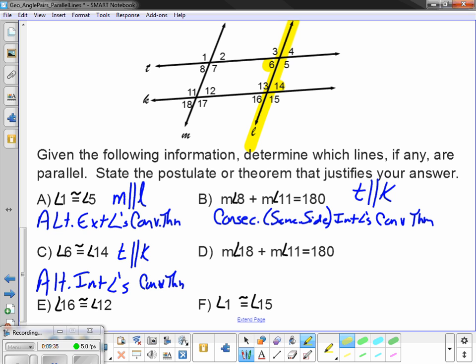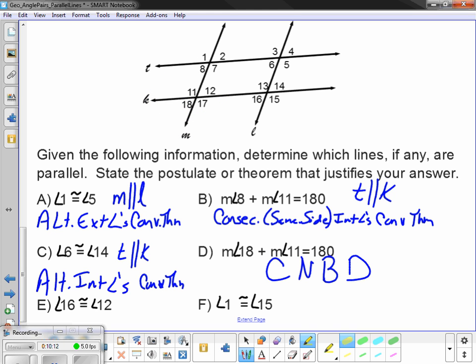Now, let's look at the next one. I've got angle 18 plus angle 11 equaling 180. So the first thing I do is identify my 2 angles. And here's what I notice. They're both on one intersection. They're on the same intersection. So this cannot be determined. You can't figure this one out because 18 and 11 just adding up to 180 doesn't give me parallel lines. 18 and 11 are just linear pairs. So that's a no-go. Cannot be determined.